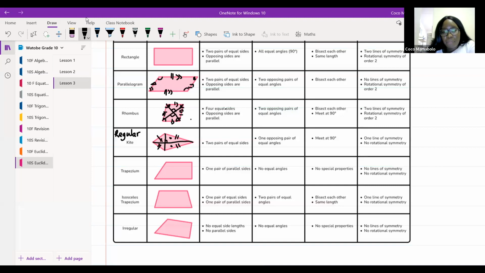We have a trapezium. When you look at a trapezium, what properties are we seeing here? Are any of the angles equal? No. None of the angles are equal. The only thing we can say about a trapezium is that this side and this side need to be parallel. They won't even be equal in length. They will just be parallel. And nothing else about a trapezium.